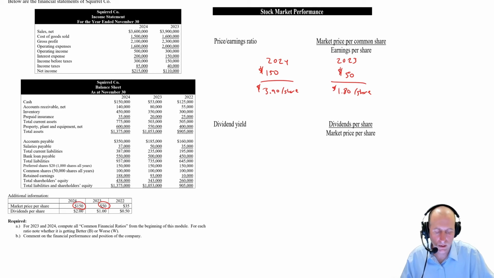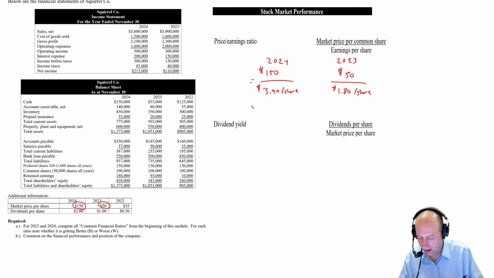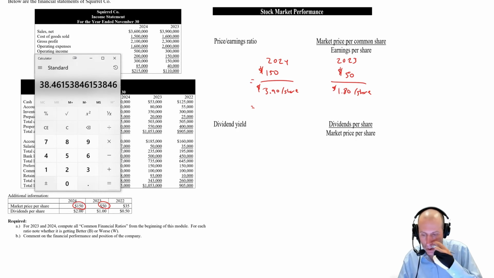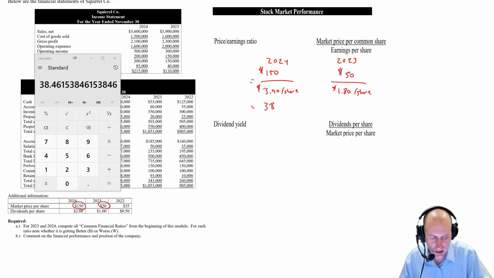This is a company that's done well. Its stock price has tripled this year. So let's do the math. 150 divided by 3.9. Come on, calculator. 150 divided by 3.9. 38.46. This is a huge multiple here on earnings per share.